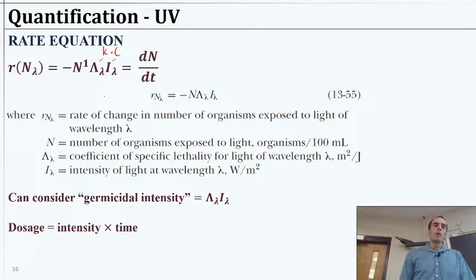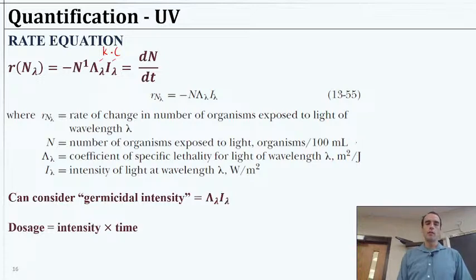Okay, so each of these components are described here. Number of organisms, usually per 100 milliliters. Then this coefficient of specific lethality. Some organisms will be more or less resistant to UV light. So how resistant is it? What wavelength of light are we using?